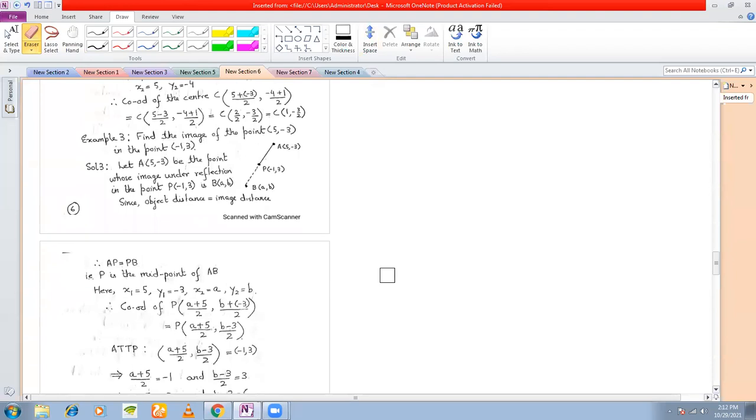Now, next problem is something from reflection that I had left, and I had told you that I'll be discussing this problem and I'll be doing section formula. So let's discuss this problem, actually a problem from reflection, but because it required a section formula, that is why we are discussing here. Okay, question is, find the image of the point (5, -3) in the point (-1, 3). So let us draw this.